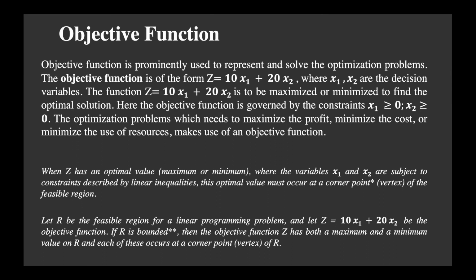When z has an optimal value, maximum or minimum, where the variables x1 and x2 are subject to constraints described by linear inequalities, this optimal value must occur at a corner point, or vertex, of the feasible region. Let R be the feasible region for a linear programming problem, and let z equals 10 x1 plus 20 x2 be the objective function. If R is bounded, then the objective function z has both a maximum and a minimum value on R, and each of these occurs at a corner point, or vertex, of R.